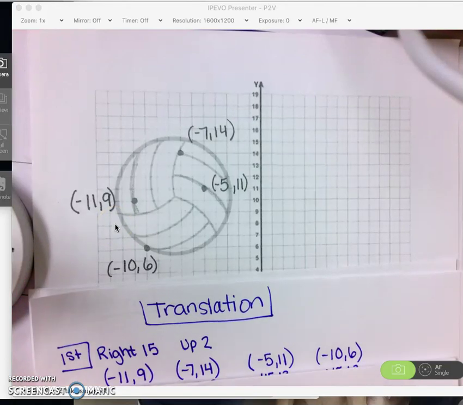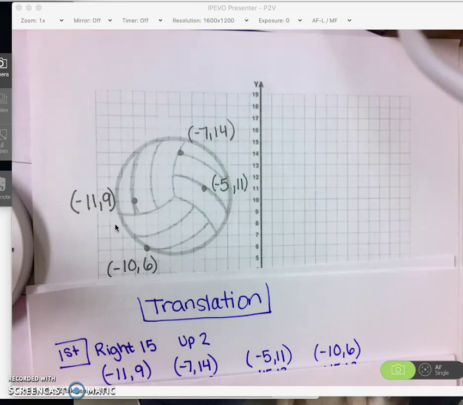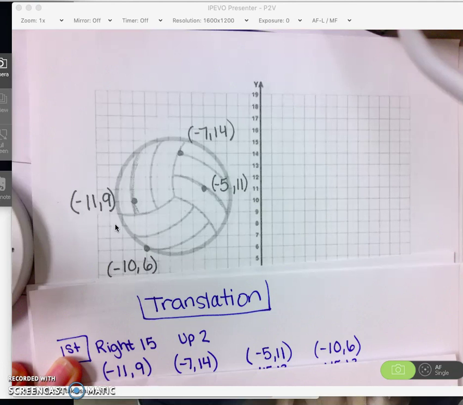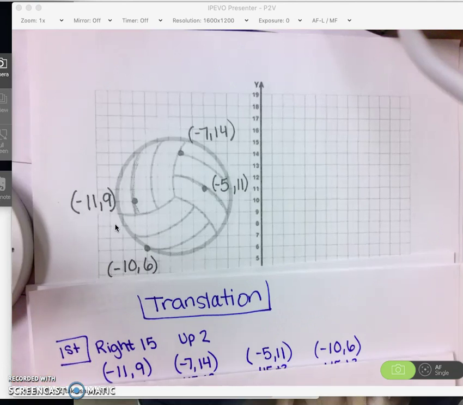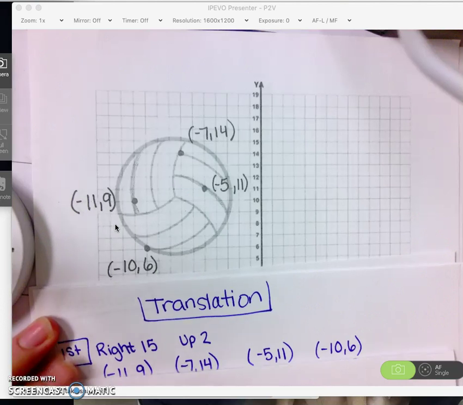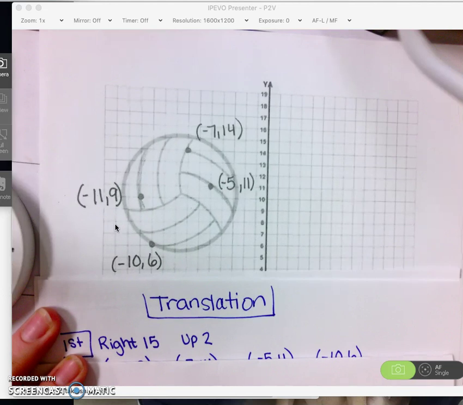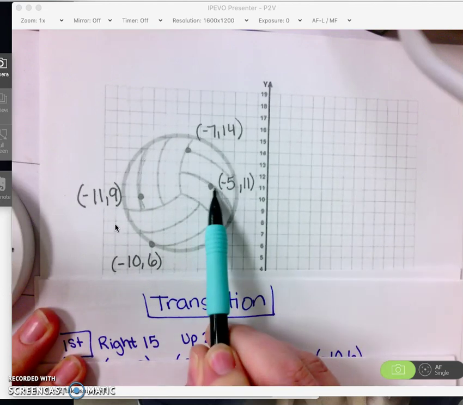We're going to be talking about the translation part of this assignment. When we're translating, remember we are just sliding an object up, down, right, left, and we are not changing the shape and or the size. So when we slide something to the right, just thinking about what's changing.